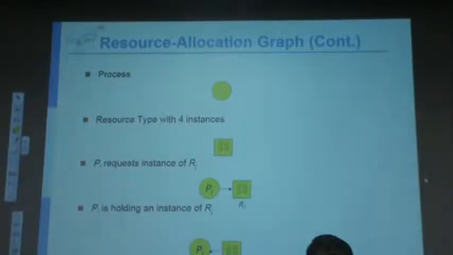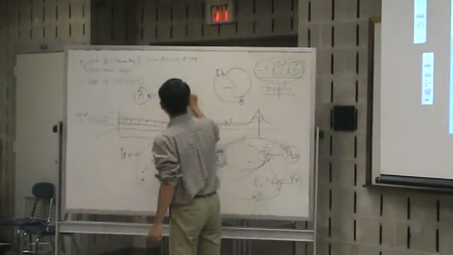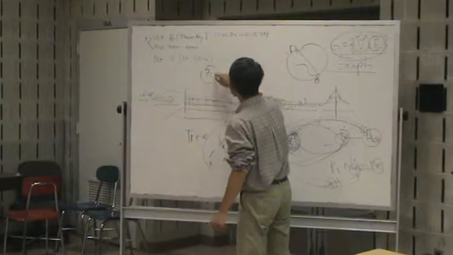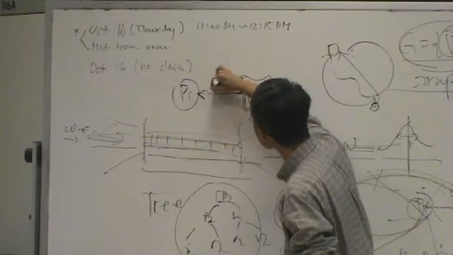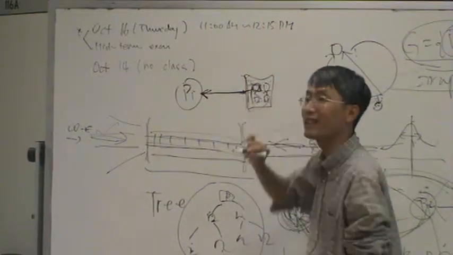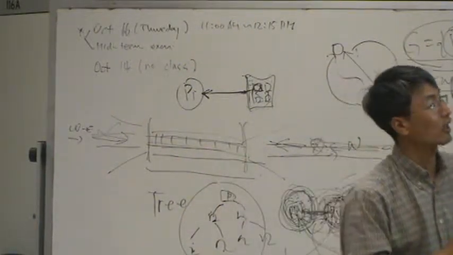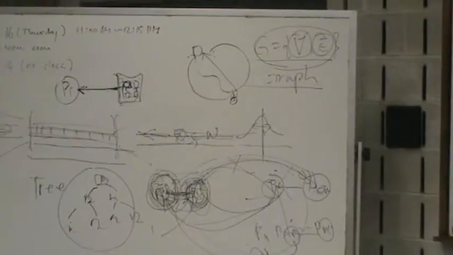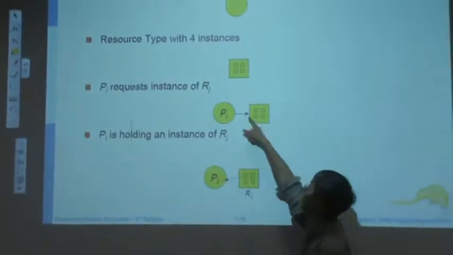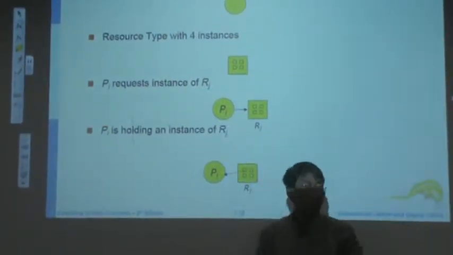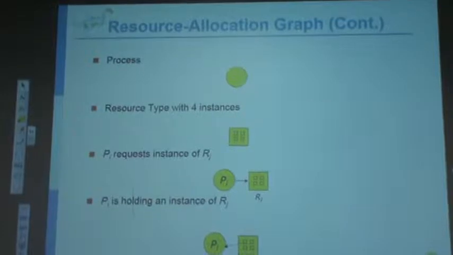How many instances? In case you have the four disk drives of this one, 2, 3, 4. Then when you create the assignment edges, it's also a good idea to start the arrow from one of the instances, so it is clear. Each instance is assigned this way. When you request the resource, you don't know which instance is assigned, so it can go from process circle to resource rectangle for the request. Any question? I think that's straightforward.